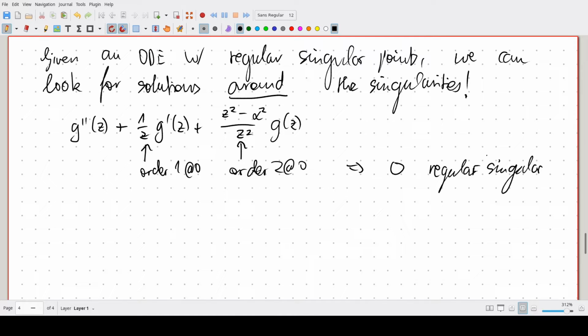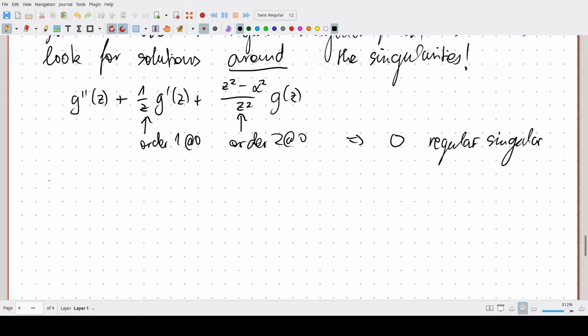And of course we can also ask, well, what about infinity? And we can do a Möbius transformation, so like t is 1 over z, and then we will get that infinity is also a regular singular point.